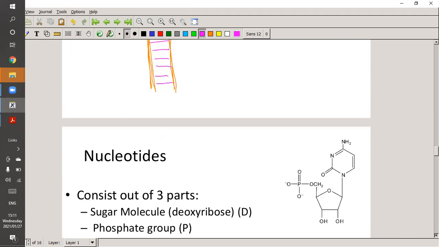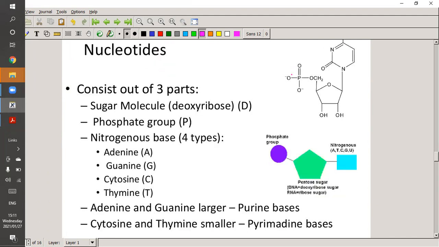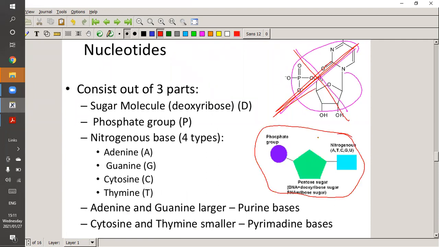What does the nucleotide look like? Do you need to know that? No. Please don't go and study that. Nobody's going to ask you to draw that structure. But they can ask you questions about the simplified structure over there. And that's what they mean by a stick diagram that you need to know. So what does it consist of?